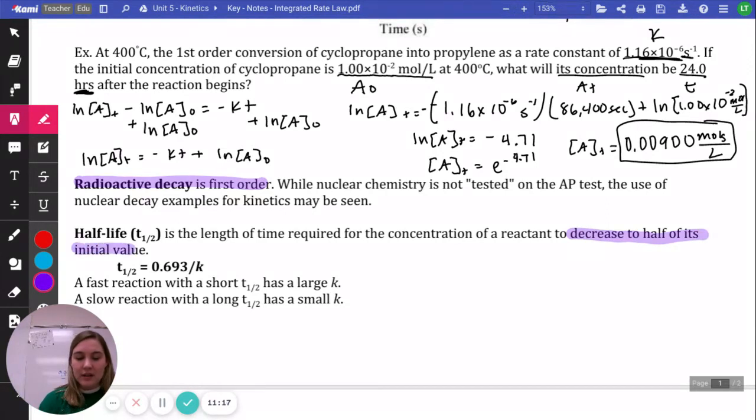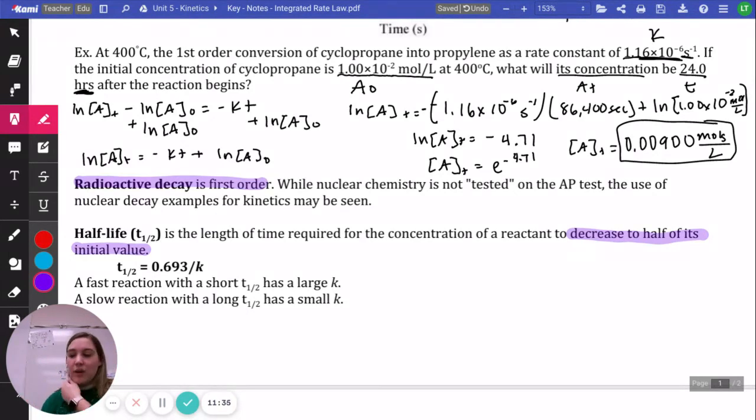Half-life is the length of time required for the concentration of a reactant to decrease to half its initial value. Just to give an example, if I had 4 moles of something, half-life would be the amount of time it takes for it to decompose until I only have 2 moles. All right, so that's our half-life.